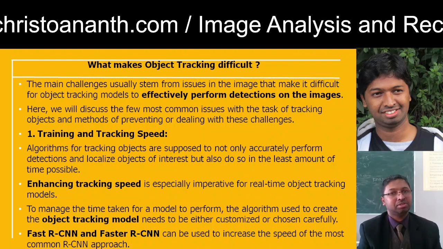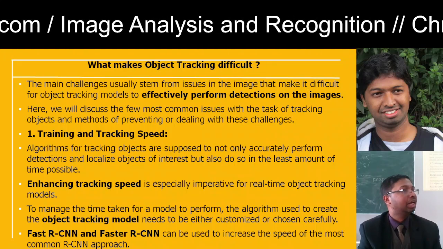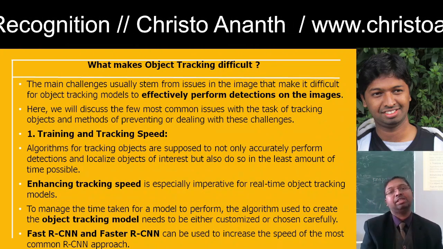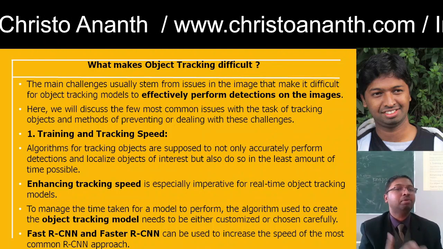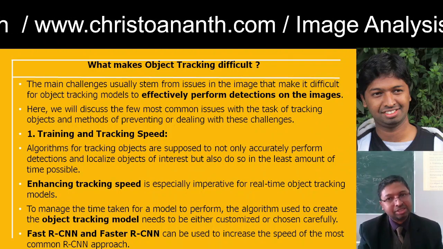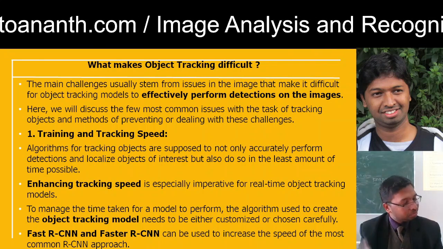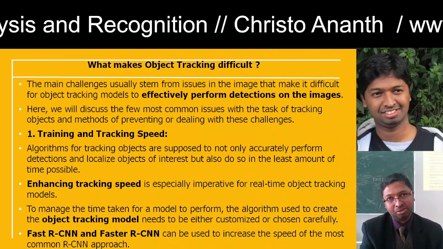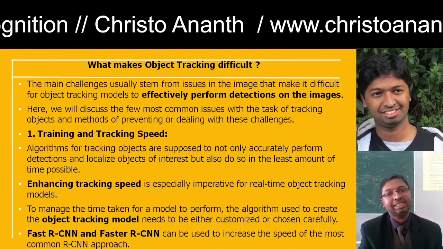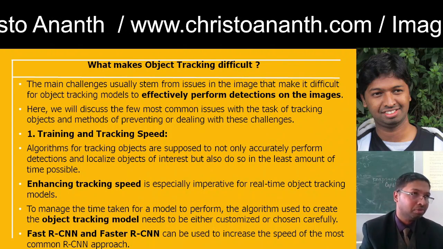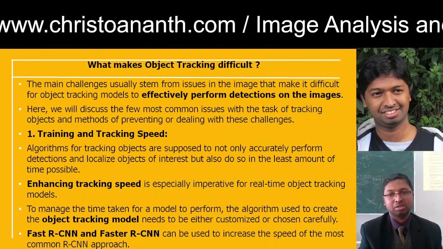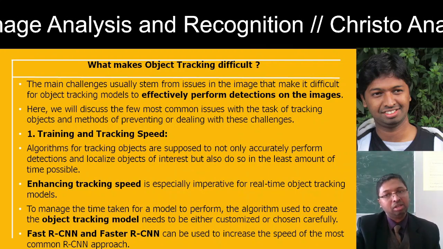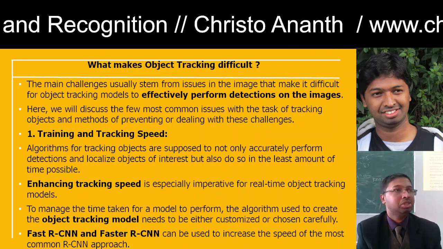But of course there are some challenges as well, like training, and the tracking speed. The algorithms for tracking these objects should not only accurately perform detection but also localize the objects of interest, and in a very small time, within milliseconds or microseconds, they should be able to produce the output. Enhanced tracking speed is especially useful for real-time object tracking models. Here the algorithm will be used to create the object tracking model, which is either customized or chosen carefully.